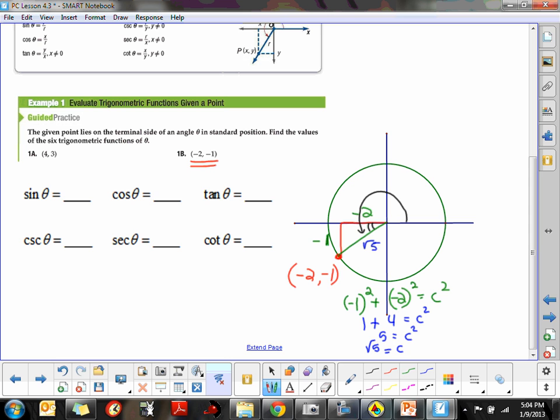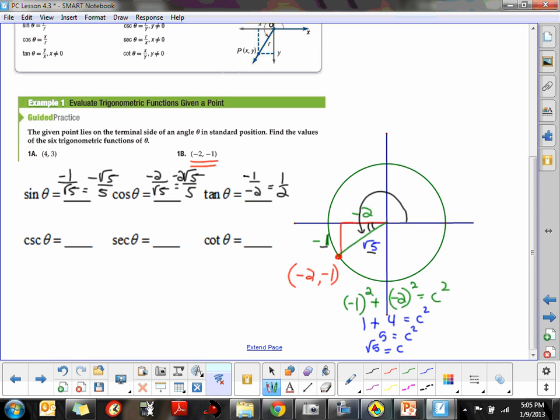So in this problem, the sine is -1 over the square root of 5, which simplifies to negative square root of 5 over 5. The cosine should be the adjacent side, or the x over the radius, which is -2 over the square root of 5, which is -2 square root of 5 all over 5. And finally, the tangent is the y value over the x value, so it's -1 over -2, or a positive half.